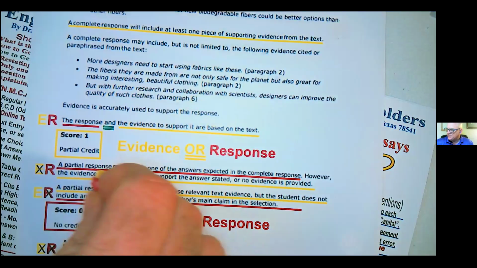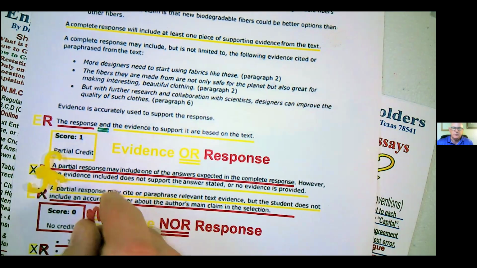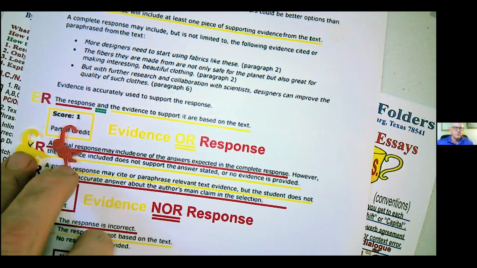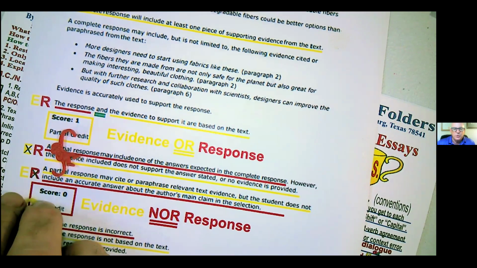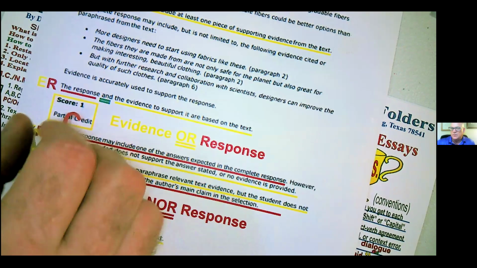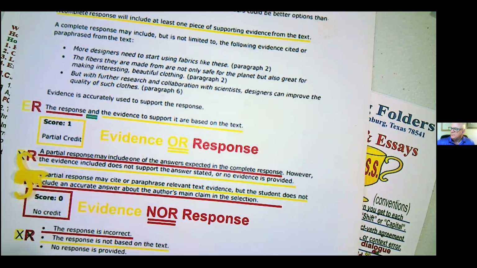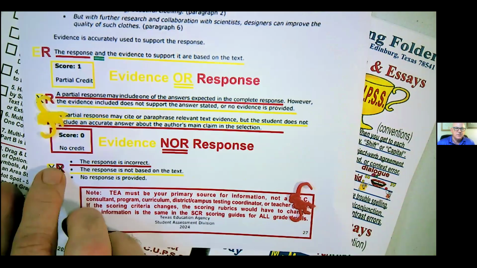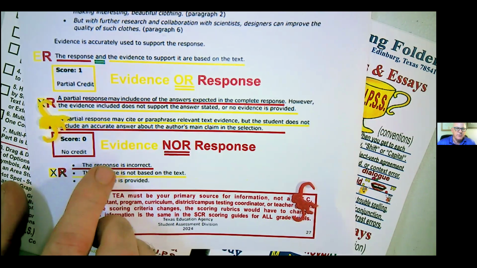So in this case, again, this monkey is the evidence, this monkey is the response. This first one is saying there's not evidence or correct evidence, but there is a response. The second one saying there is correct evidence, but there is not a correct response. Finally, the last one, there is not an evidence present or a response. They're either incorrect or not present.